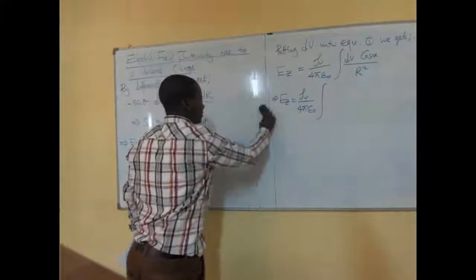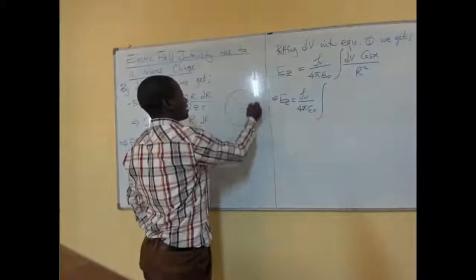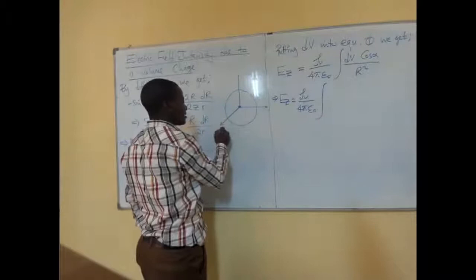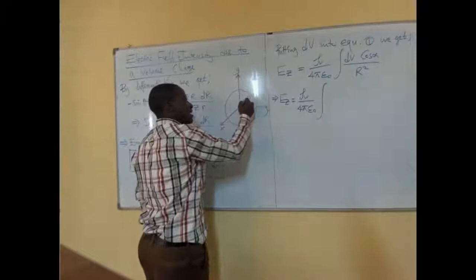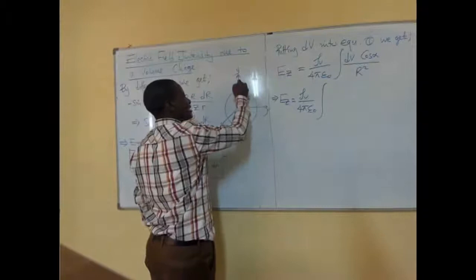Remember that we have our sphere like this. Then we have our origin there, xy plane. This is our x, y, and this is our z. Remember, we had picked this as our small volume. Then when we dropped it like this, we had such an arrangement.